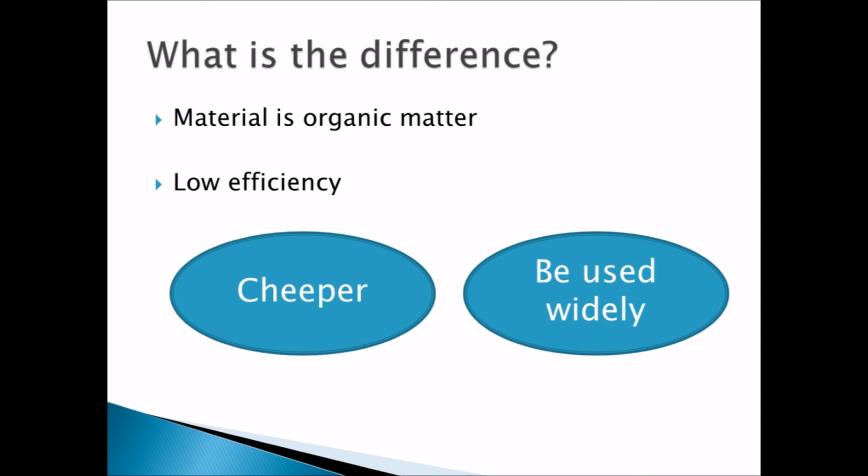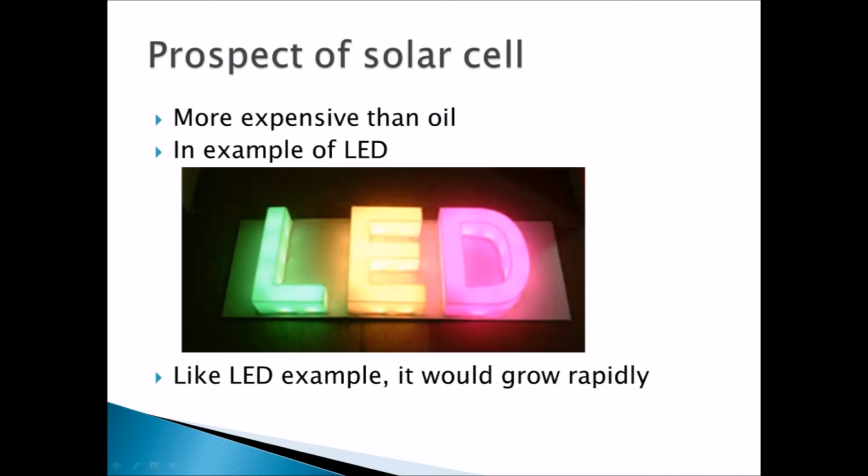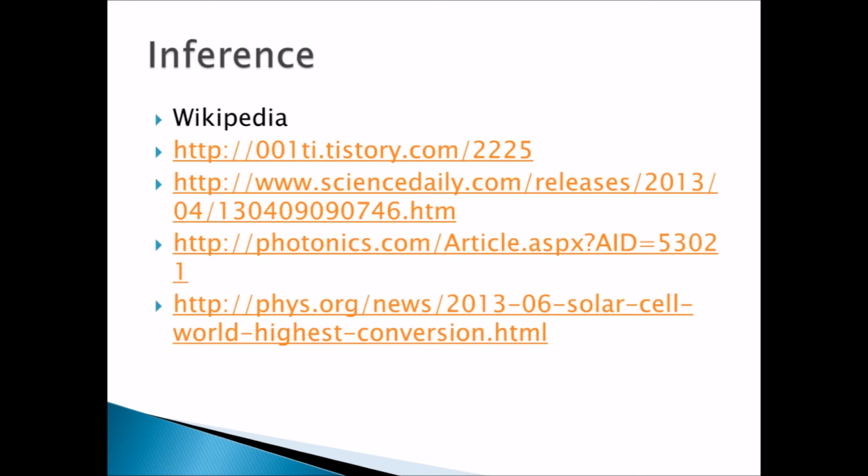Second, the spray solar cell has low efficiency. However, it is much cheaper and can be used more widely than other solar cells. Solar cells are more expensive than oil. This is the main obstacle for the development of solar cells. Do you know LED? At first, the LED market was an unnoticed market. But after some companies developed LED, the LED market grew more than 3 times in 3 years. Like the LED example, I think the solar cell market will grow rapidly. Thank you.